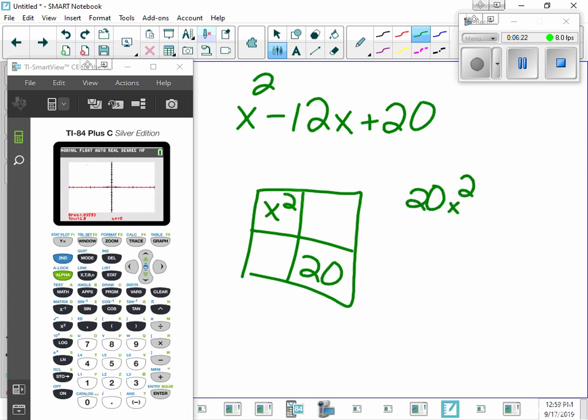20x squared. Now, you might be able to do this in your head without multiplying them together, but on this assignment, you have to multiply them, because in the next assignment, the only way to solve it is to multiply. There's no way to do it in your head, at least not an easy way. It's really difficult to do in your head. So, I'm looking for the factors of 20 that add to be negative 12. Can you think of any?